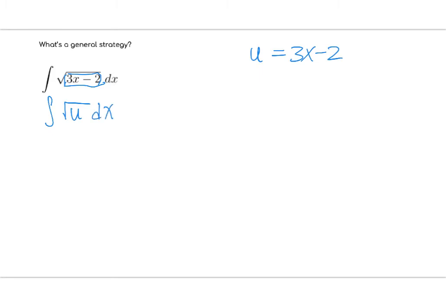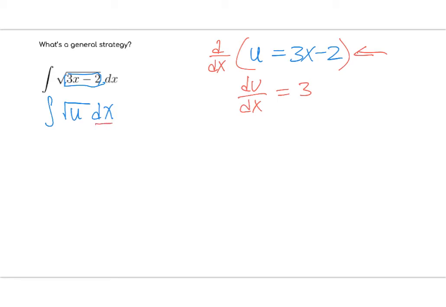Cool. The only thing is I have a dx here, and I need my variables here to be the same in order for this to work. So what we're going to do is to turn this expression into something that we can get a dx out of. And to do that, I'm going to take the derivative of both sides. The derivative of u is going to be du dx. And the derivative of 3x minus 2 is going to be 3.